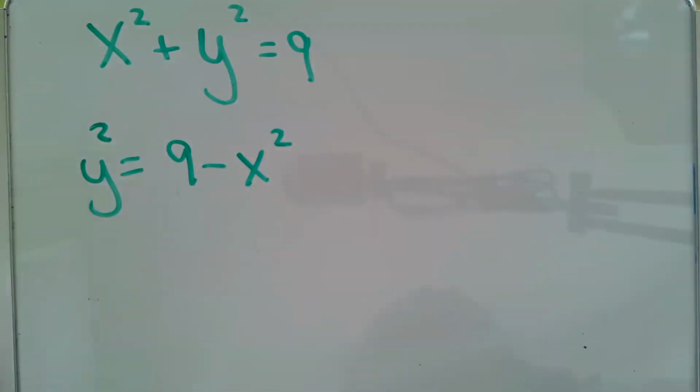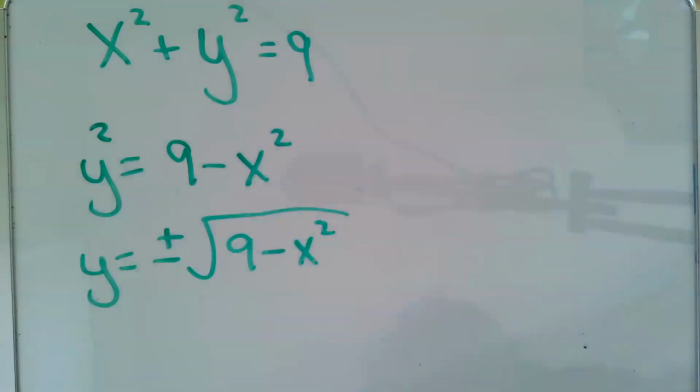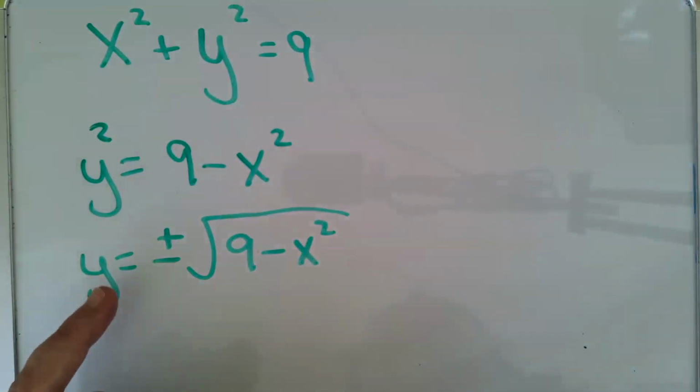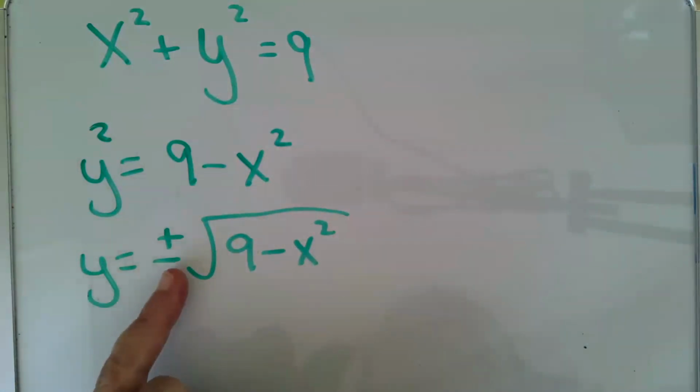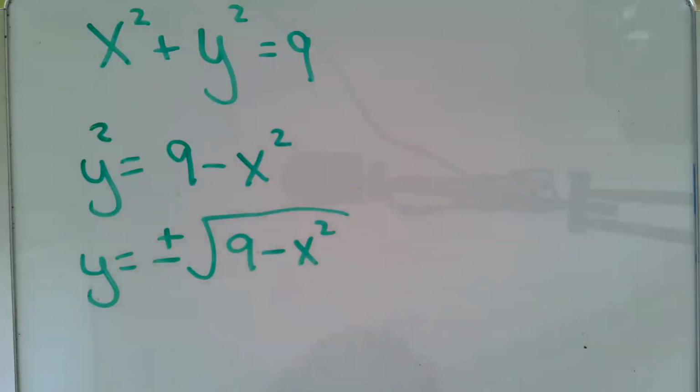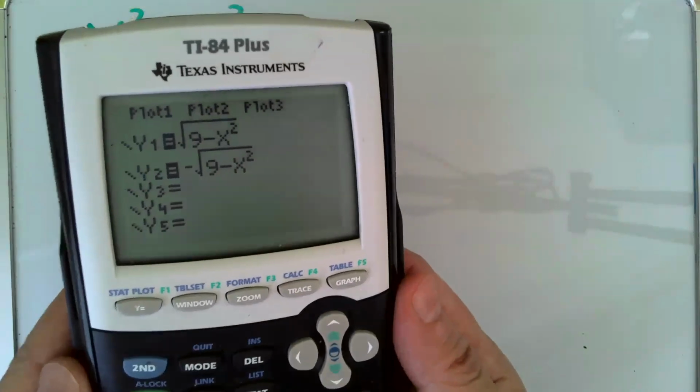Now, to get y by itself, we would square root both sides. And you remember that when we square root, we get a plus or a minus. Now, when we go to our graphing calculator, that means we're going to have to enter two lines. We're going to have to enter y equals positive square root of 9 minus x squared and y equals negative square root of 9 minus x squared. And so that will look like that.